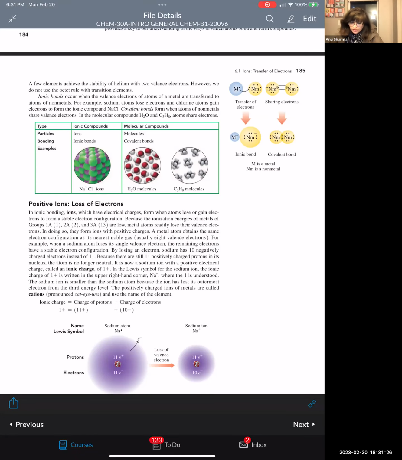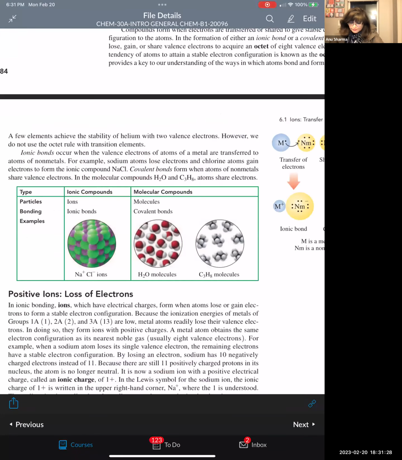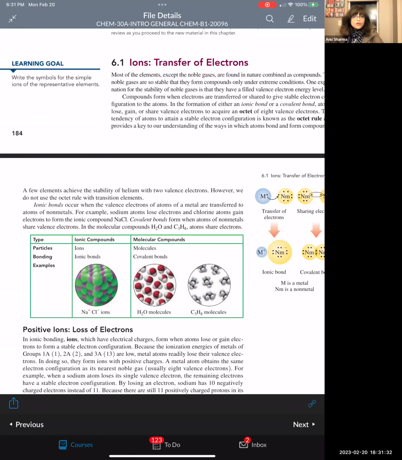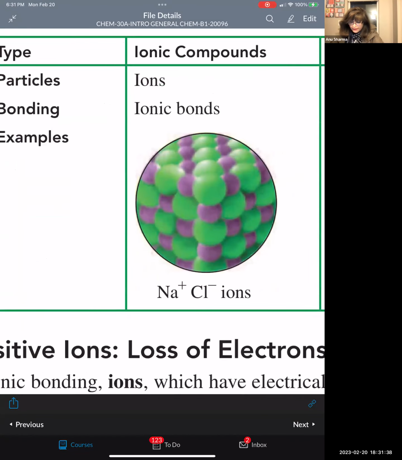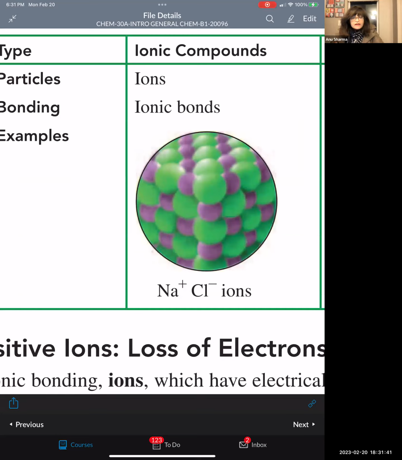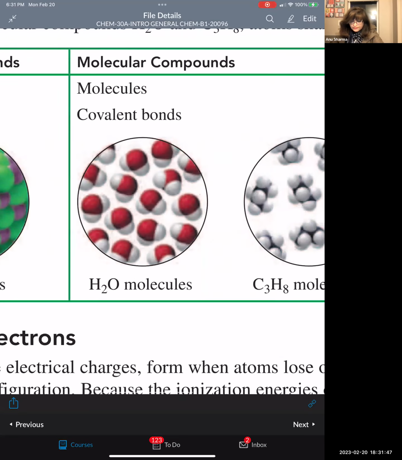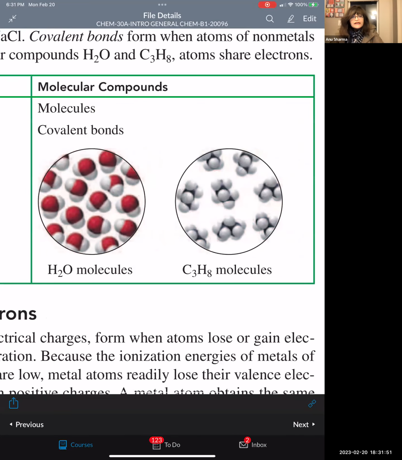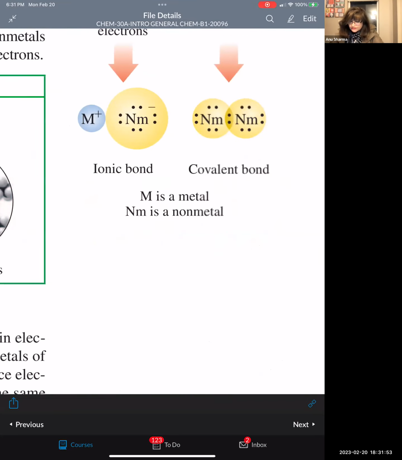So from your book, as you see in chapter 6, there are two types of bonds that they're talking about. One is the ionic bond and the other is the covalent bond. The ionic bonds are formed when the metal and the non-metal join together, and these are formed by the transfer of electrons. And the non-metals, when they combine, they basically share electrons, and in that case, covalent bonds are formed. So this is how they look.